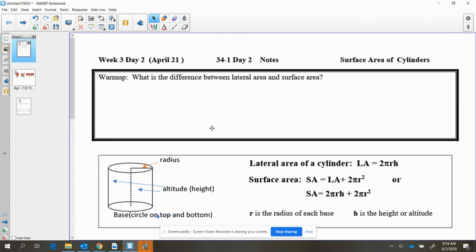Now before we get started, take a moment to pause the video and talk about, for the warm-up, what is the difference in your own words between lateral area and total surface area?